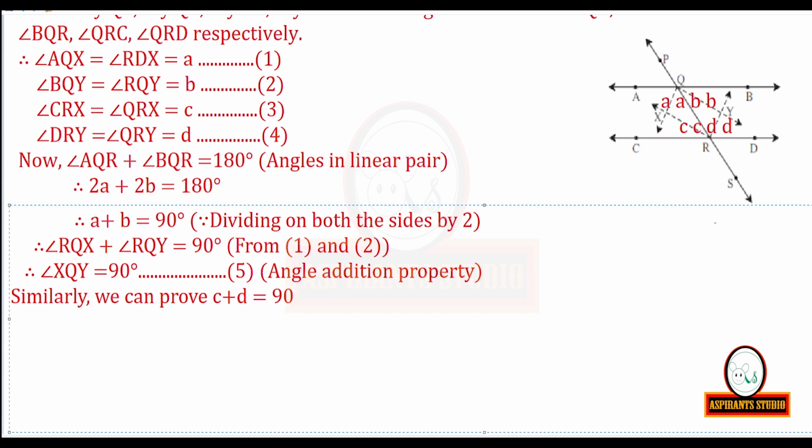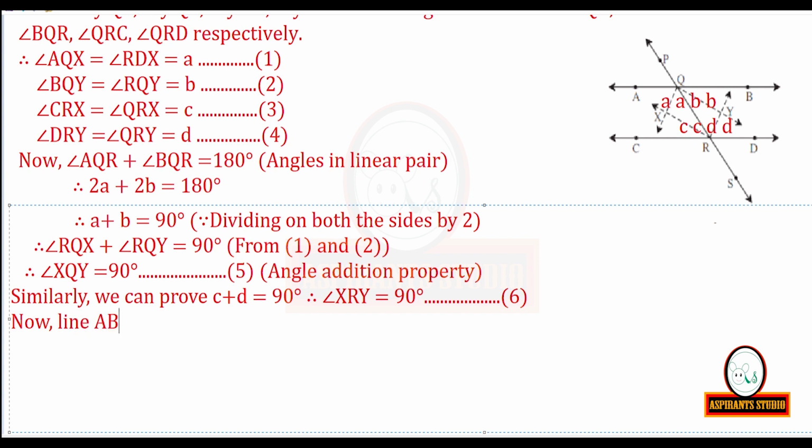Similarly we can prove C plus D is equal to 90 degrees. We already proved A plus B is equal to 90 degrees. Look at the figure: when we prove A plus B is equal to 90 degrees, we got measure of angle XQY is equal to 90 degrees. Similarly, when you prove C plus D is equal to 90 degrees, then you will get measure of angle XRY to be equal to 90 degrees. Take it to be the sixth equation.